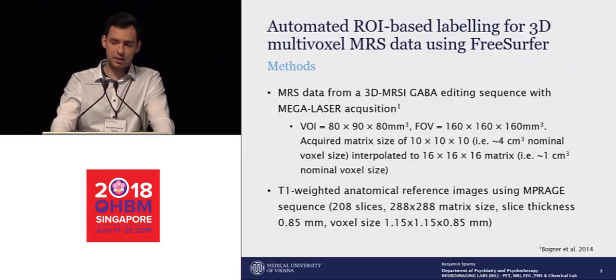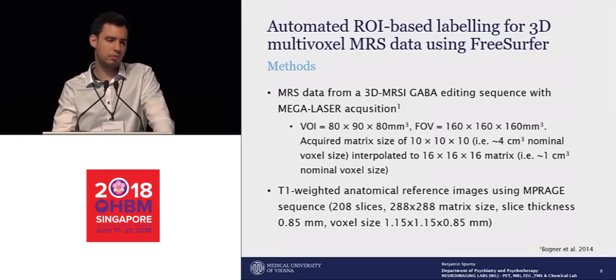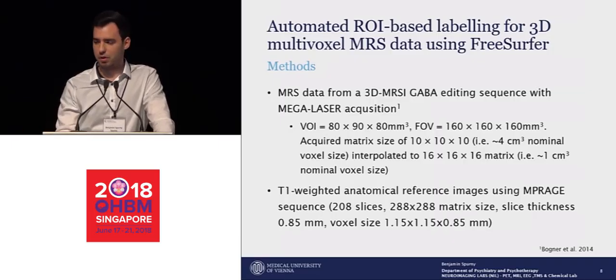As a second step, we needed some structural images. So we have some T1-weighted images, MPRAGE, with a voxel size of about 1.15 millimeters, and use this for our analysis.